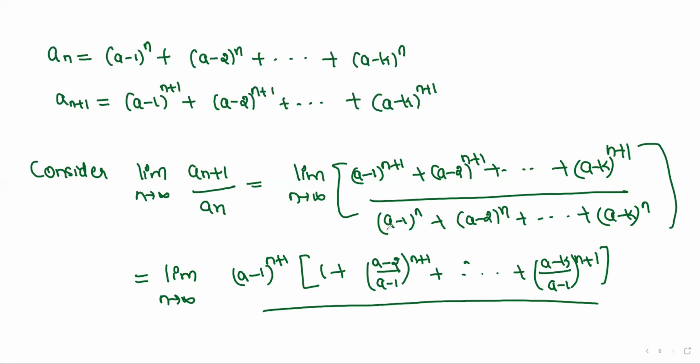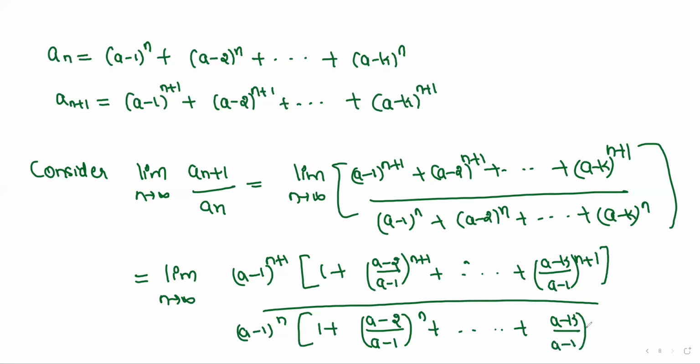Here also taking (a minus 1) power n common, we get 1 plus ((a minus 2) divided by (a minus 1)) whole power n plus so on ((a minus k) divided by (a minus 1)) whole power n. Since a is greater than k, clearly a minus 1 is greater than a minus 2, which is greater than a minus 3, and so on up to a minus k.